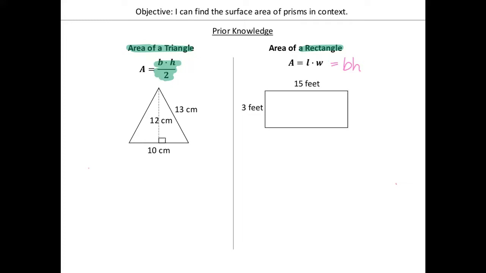So for finding the area of the triangle, we are going to take base times height, so 12 times 10, and then we're going to divide by 2 to find the area of this triangle. So if you do on your calculator 12 times 10, that is just 120, and 120 divided by 2 is what? 60. So my answer is going to be 60 centimeters squared.